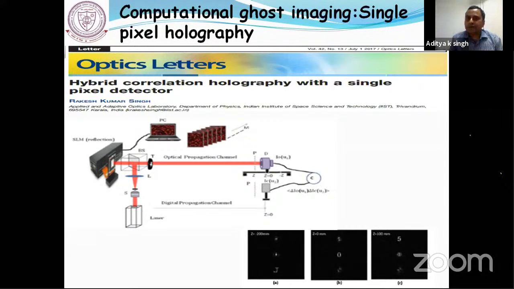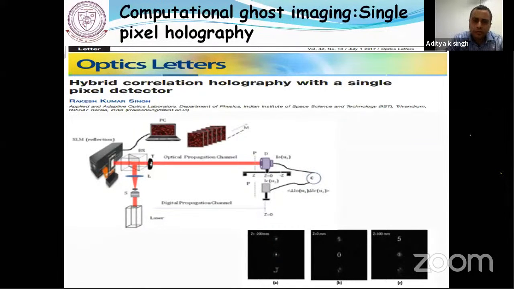An advantage of this technique is that you fix your single pixel detector. No need to move it. You need to move only the digital propagation. So it is a highly stable technique, because digitally you can move anywhere in space using a proper propagation kernel. Here we have used the angular spectrum propagation method, but you can use any propagation method to digitally propagate the random pattern from the source plane to the detector plane, z equal to 0. Here I said z equal to 0, but you can also move here and there. I'll show it.